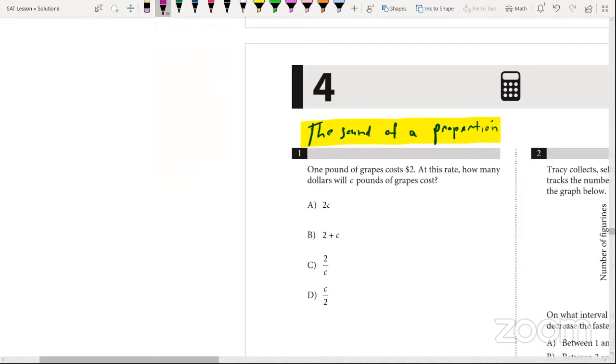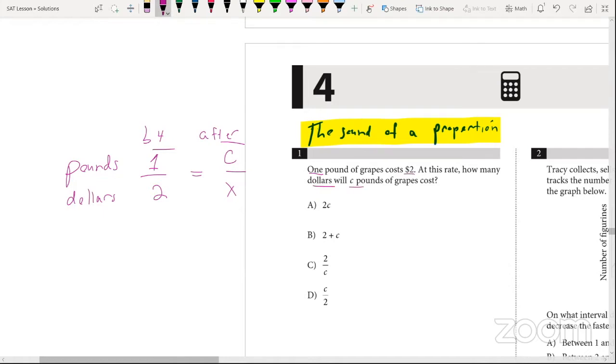But if you need a little help with this, you can actually write out the units, pounds and dollars, and maybe even write before and after. So we can say 1 pound costs $2 and C pounds cost how many dollars? So actually, I think this, being question number 1, a nice easy one, is in the order of the proportion you can write, right? 1 pound is $2. How many dollars is C pounds? No, it is actually reversed a little bit.